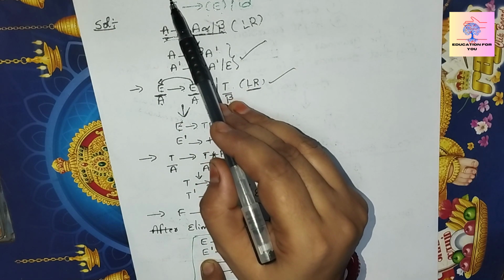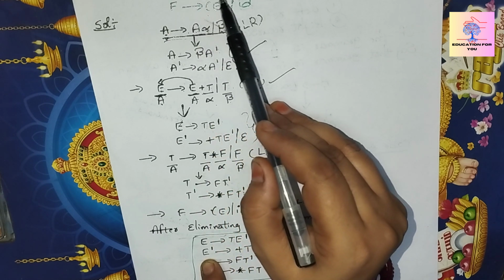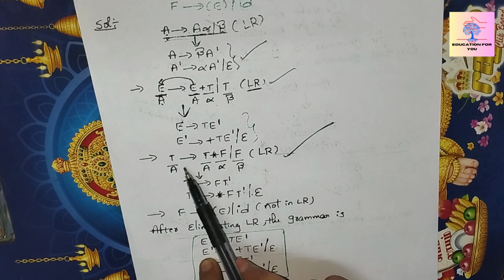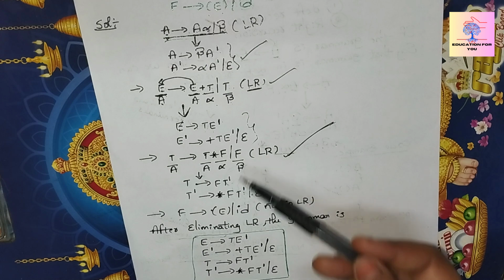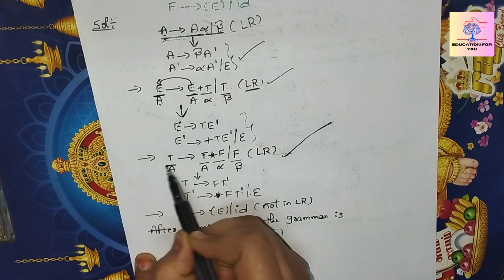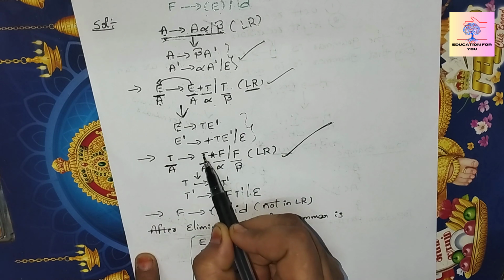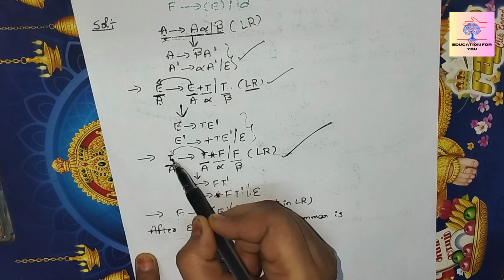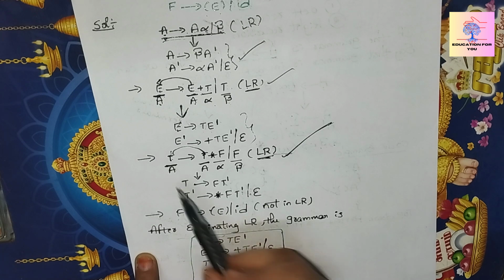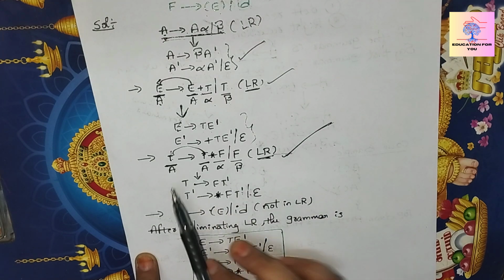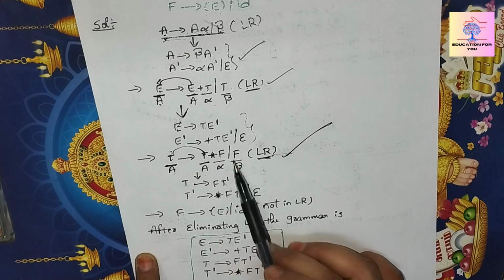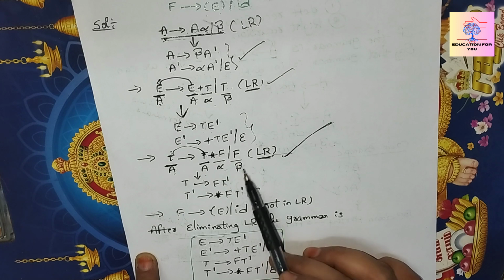Now the second one: T produces T star F or F. Now we have to check whether this production is in left recursion or not. Yes, of course it is in left recursion. How can you identify it? Here the left hand side non-terminal is equal to the first right hand side non-terminal. Both are the same, so it is in left recursion. So you have to identify A, alpha and beta here. Here T is A, and here also T is A. Star F becomes alpha. What is beta here? F is the beta.